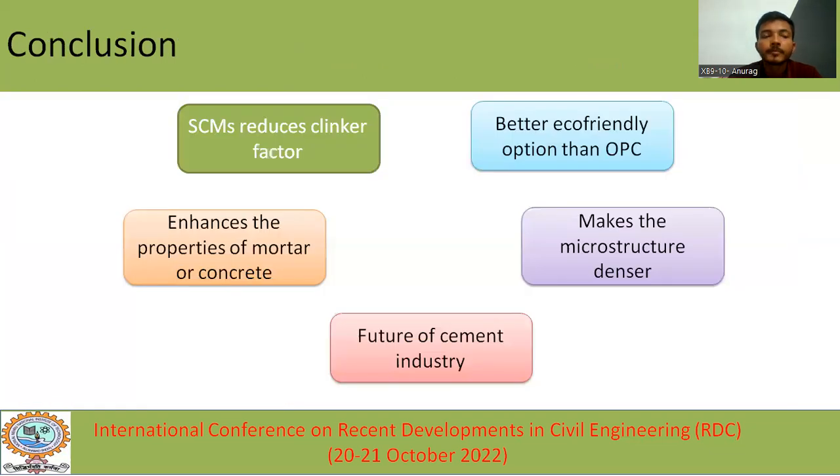So concluding, the use of these SCMs reduces the clinker factor, and they are better eco-friendly options than OPC. They make the microstructure denser because the particle size is finer than OPC, they may be the future of the cement industry, and they enhance the properties of mortar or concrete.